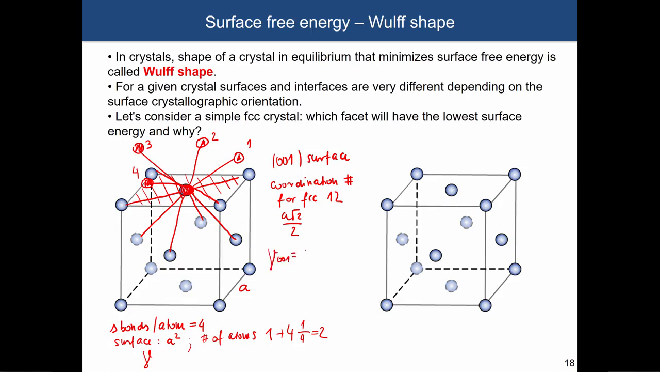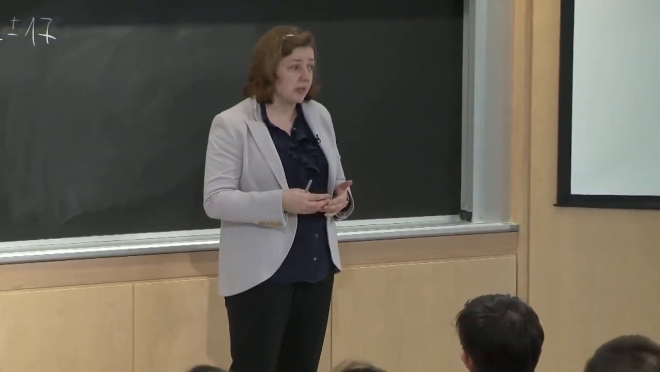Okay, let me just try to write it here. So this will be 2 atoms, and there are 4 broken bonds, times the energy of the bond, divided by the area. This will be equal to 8 over a squared times the energy of the bond. Okay? So we can do the same exercise for any given plane within this particular crystal. We do the same analysis, right?